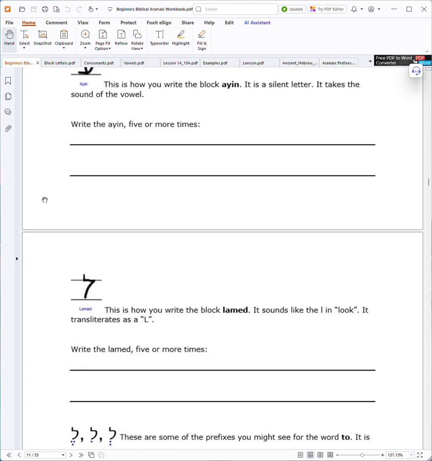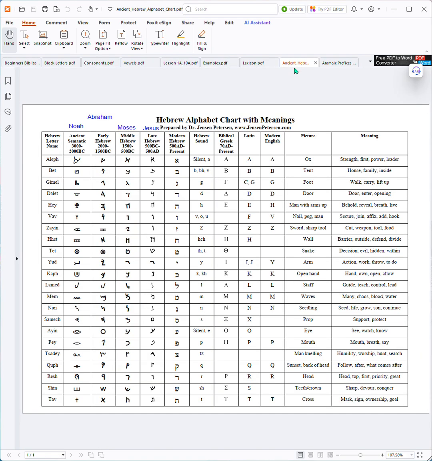So then we get to our next one, a lamed. Now a lamed extends above the line. So we write the lamed like this, and I start at the top and come down and over. And it transliterates as an L, so write 5 or more of those down here. This is one of my favorite consonants. And now the ancient lamed, it looks like a J. So they say it looks like a staff, maybe an upside down shepherd's hook, guide, teach, control, or lead.